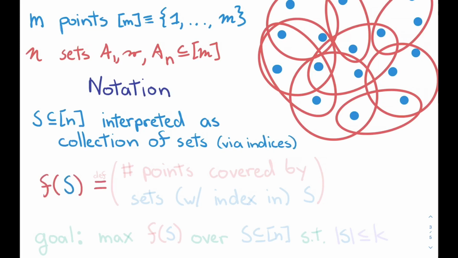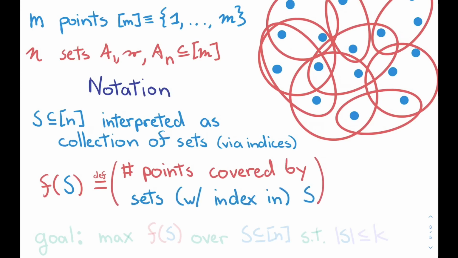We define a set function f over collections of indices as follows. For a collection of indices S, f(S) returns the number of points covered by all of the sets with their index in the collection S. In terms of our new notation, the goal becomes to maximize the set function f(S) over all subsets S of {1, ..., n} subject to S containing at most k elements.